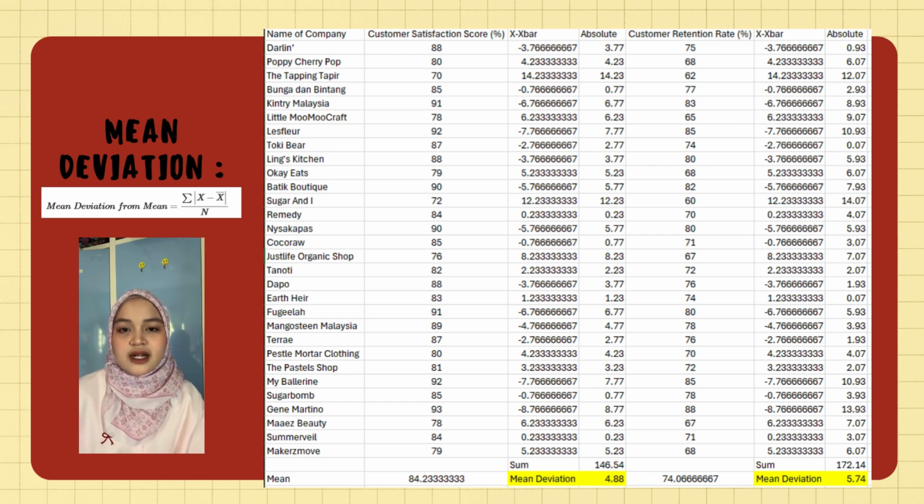After that, I subtract the mean from each of the observations and convert to positive. If the difference you get is negative, like in the absolute value column, you change it to positive. The last step is to sum up the absolute differences that you got before, then divide by the number of observations of samples. So for customer satisfaction, the mean deviation I get is 4.88, while the customer retention rate is 5.74.